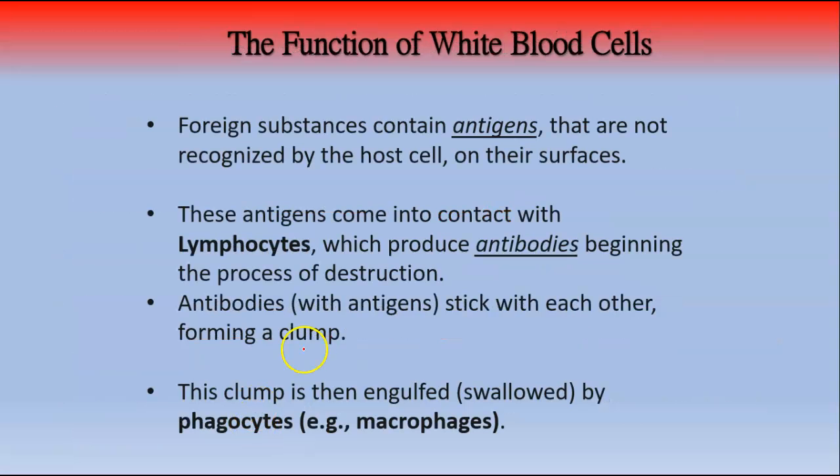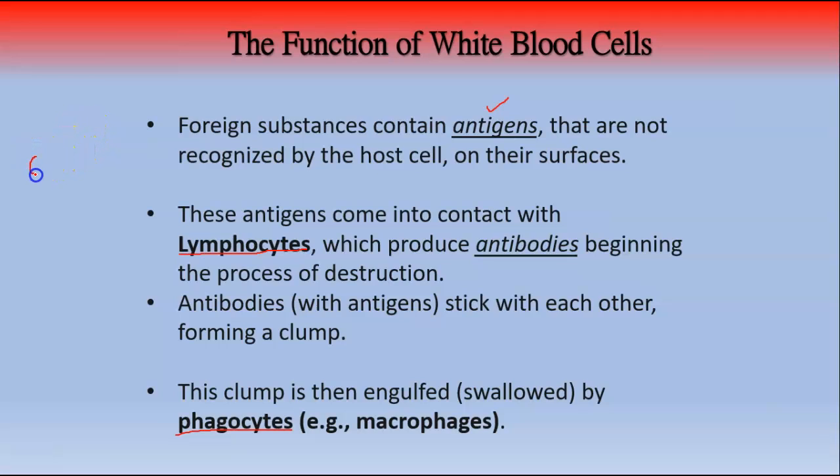Good. Let us look at the functions of white blood cells. Remember, the white blood cells we're looking at are the broad categories: lymphocytes and phagocytes. So we want to know their role in the immune system. Now, before we go into the lymphocytes and phagocytes, I must introduce you to the term antigens. Antigens are cell surface markers. They are found on the surfaces of cells.